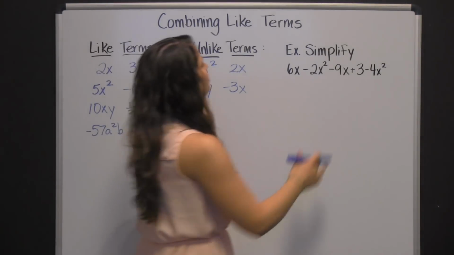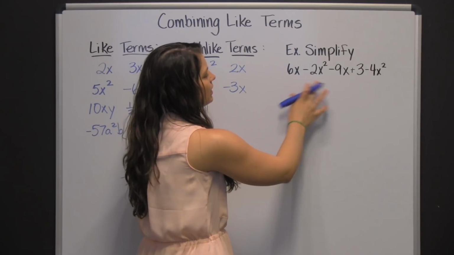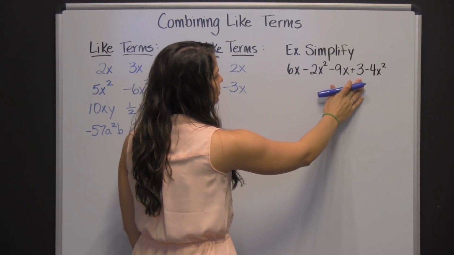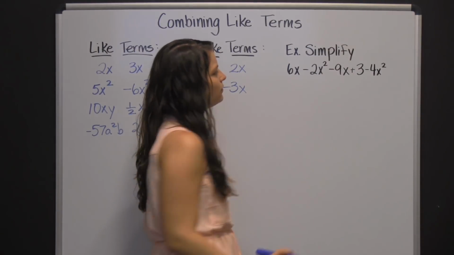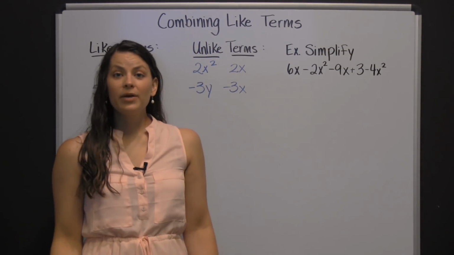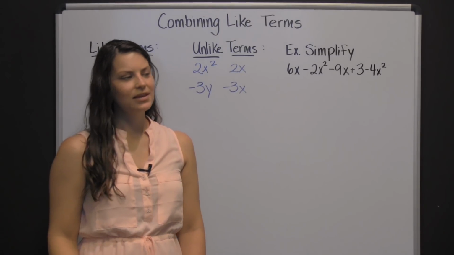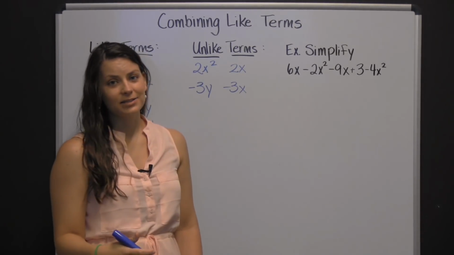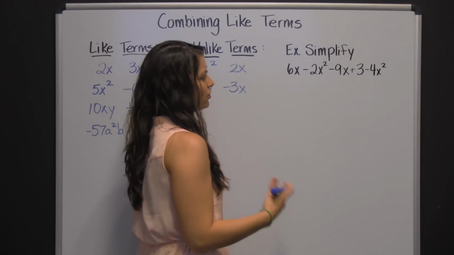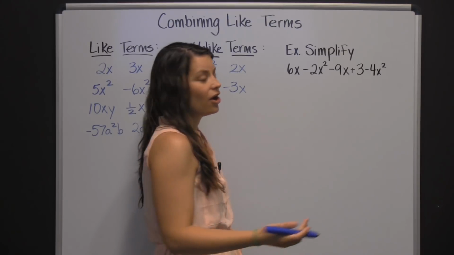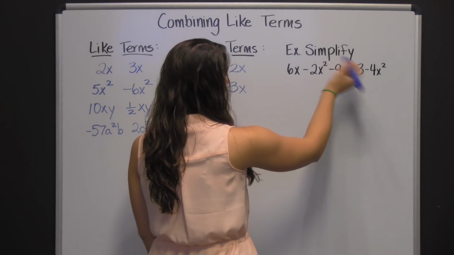The example says to simplify 6x minus 2x squared minus 9x plus 3 minus 4x squared. And the way we're going to simplify this is by combining the like terms. We start with the highest exponent, so we can put it in the standard form of a polynomial. And the highest exponent is the x squared.